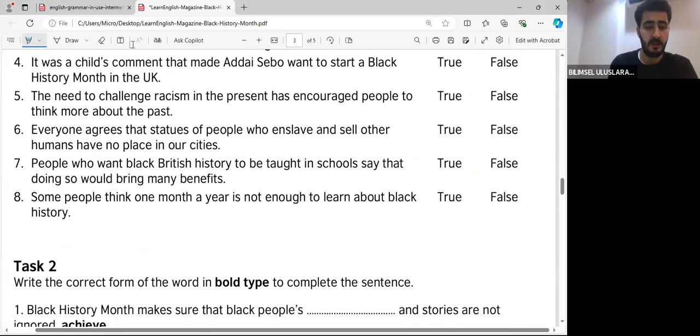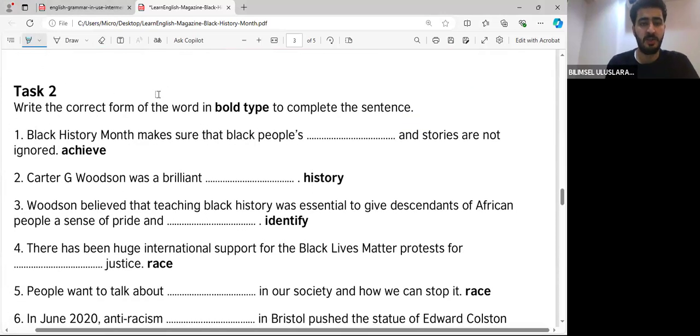Bravo. All right, guys. Task 2. Write the correct form of the word in bold type to complete the sentence. So this word in bold, we need to adjust it so it can suit the blank here. So we need to adjust or modify, نعدل أو نغير على الكلمة حتى تناسب الفراغ. Okay, Miss عروب, number one.